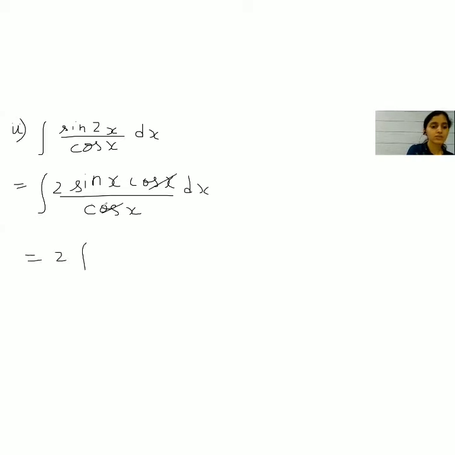You are left with 2 outside the integral, sine x dx, because 2 is a constant, so we don't integrate constants. 2 as it is. What is integration of sine x now? Minus cos x plus c. Remember, derivative is positive, integration is negative. Derivative of sine x is cos x, and integration of sine x is minus cos x. So the answer is minus 2 cos x plus c. This was your second sum. Let's move to the next one.